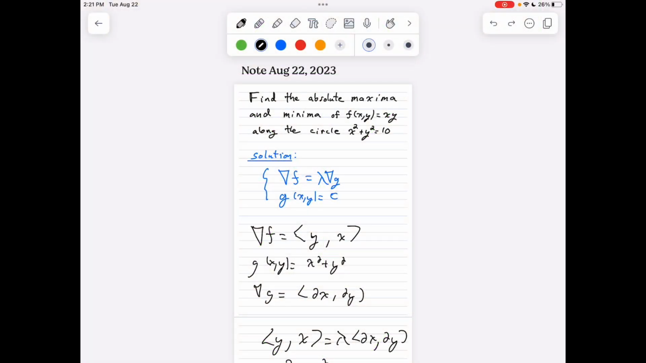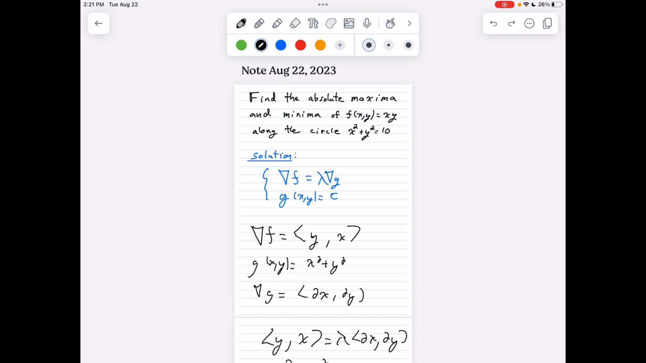Right, hello everyone. Welcome to the second part of this video on this problem where we're trying to find the absolute maximum and minimum of the function f of xy equals xy along the circle x squared plus y squared equals 10. So just a quick recap of what we did last time.